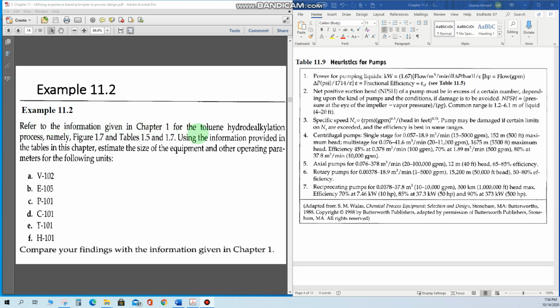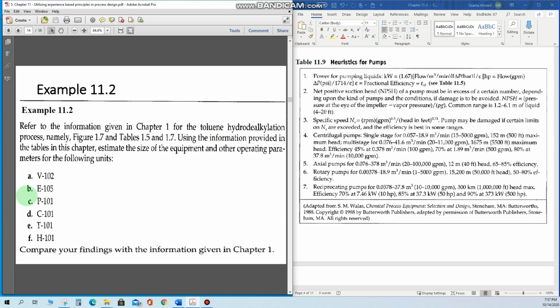In chapter number 1 we have already talked about the toluene hydrodealkylation process, and that process is given in figure 1.7, and there are some associated tables with that figure. Table 1.5 gives you the flow rate information in this process, and table 1.7 gives you the information about the equipment in terms of design and operational parameters. So using the information provided in the tables in this chapter, estimate the size of equipment and other operating parameters for the following equipment. Mainly we have to estimate the size of the equipment and determine different operational parameters for these units.